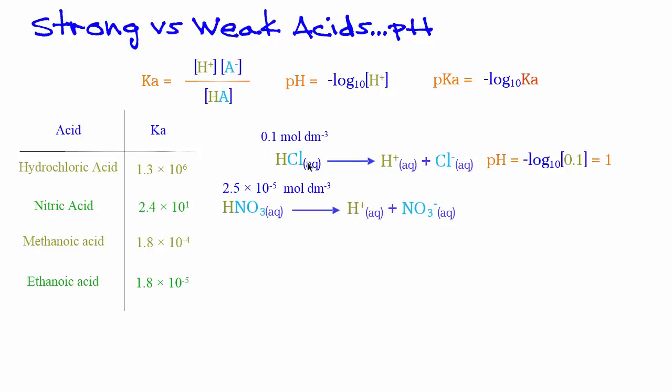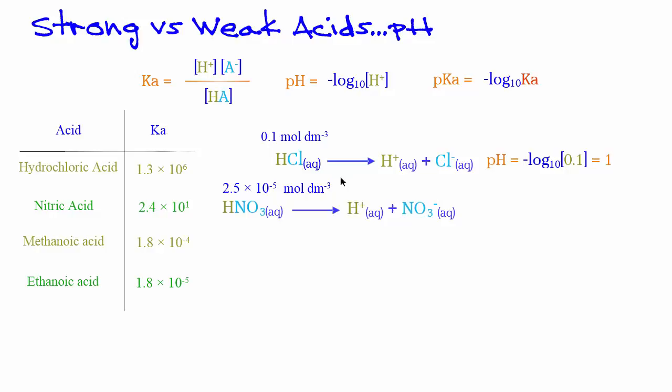So if I have, hypothetically, I'll choose a few numbers here. If I had 1,000 of these in a decimeter cubed, all of them would have split up, giving me 1,000 of these in the decimeter cubed and 1,000 of those in the decimeter cubed. I hope that analogy made sense. The concentration of HCl is the same as the concentration of H+, in this case. It's a 1-to-1 ratio. All of these dissociated, and likewise here. The nitric acid dissociates into these two, so the concentration of nitric acid is also the concentration of H+.